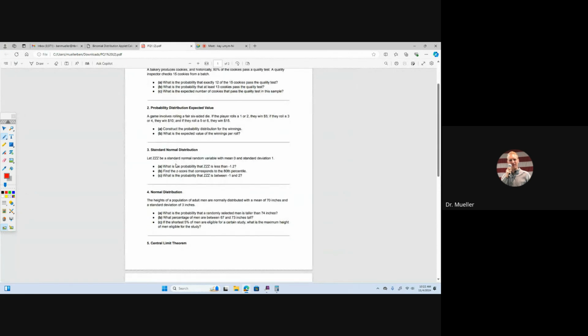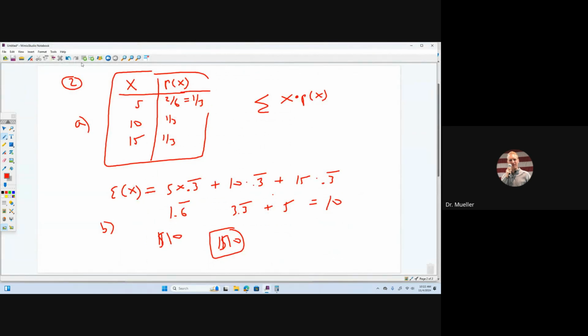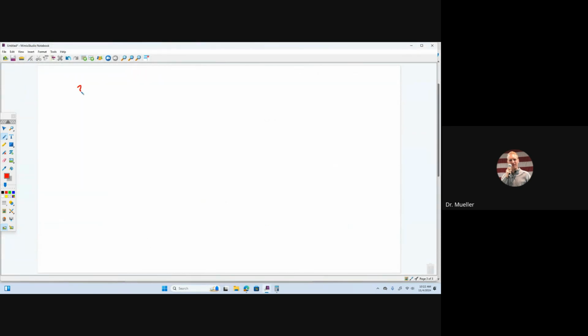Let's take a look at number 3, standard normal distribution. Let Z be a standard normal random variable with a mean of 0 and standard deviation of 1. What is the probability that Z is less than negative 1.2? So 3A, the probability that Z is less than negative 1.2.